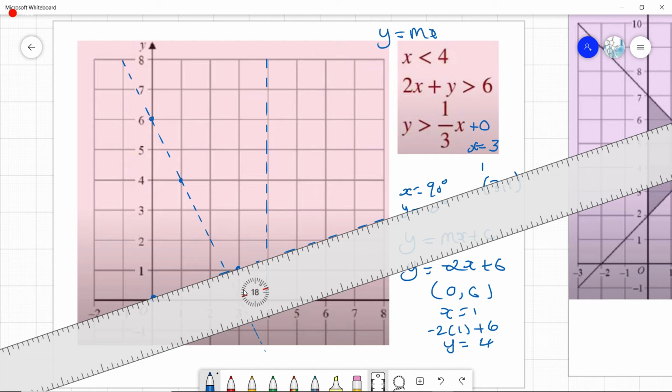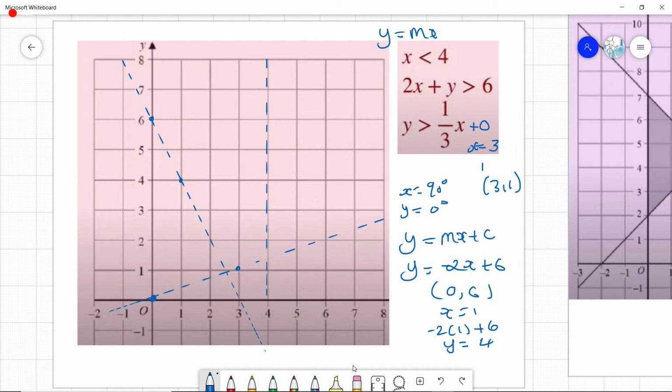Drawing this line, and it goes on forever. Then we've drawn all of them, so now we are looking for the region. In this question, you have 2 regions. You've got the region at the bottom and a region at the top. Here you've got a region, and you've got a region here as well.